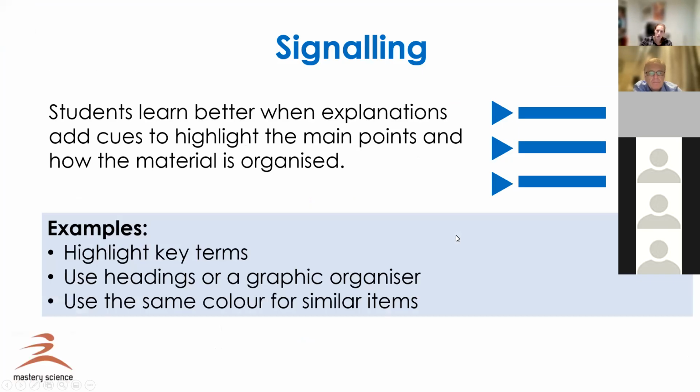Okay, the next principle then is called signalling. So this is when students learn better when we're highlighting the main points, and we're also showing how the material is organised. So examples of things you could do include highlighting key terms, using headings well to organise the material into chunks, using graphic organisers as well, and thinking about your use of colour as well, so using the same colour to link similar items.